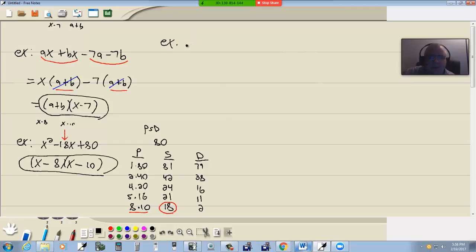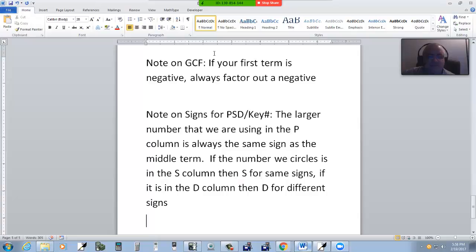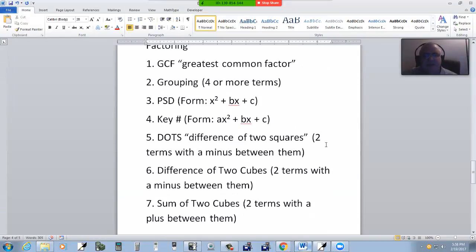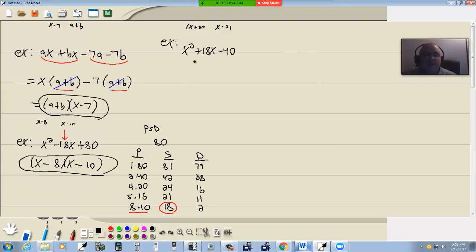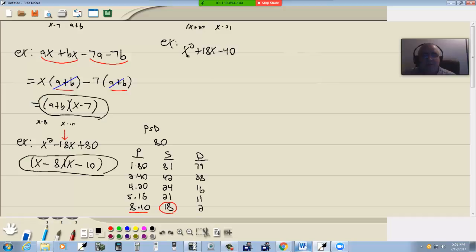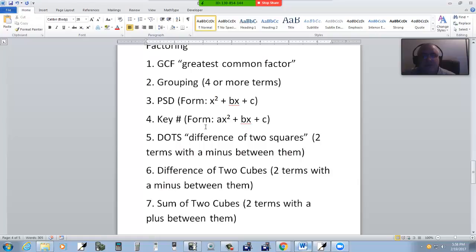Let me make up another one. Okay, so we got x squared plus 18x minus 40. Let's see, GCF. We got 3 terms. They have nothing in common. Grouping is 4 or more terms. Well, this is 3 terms.